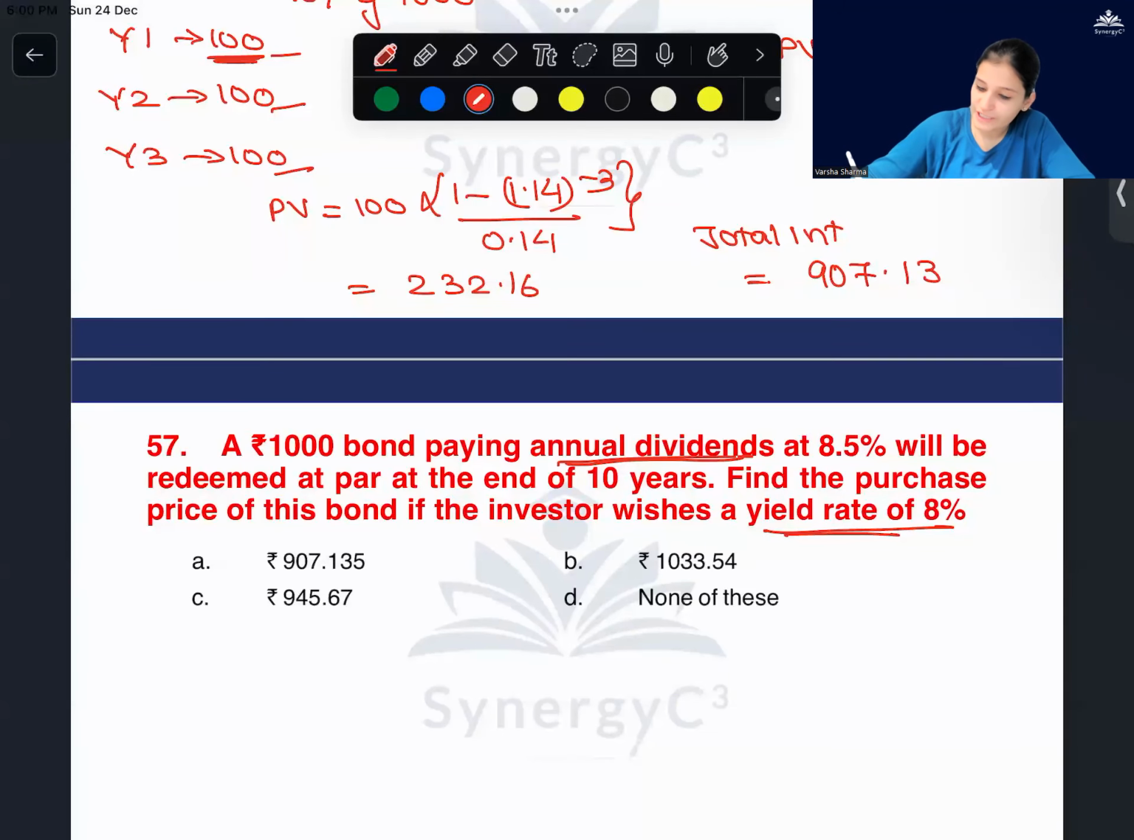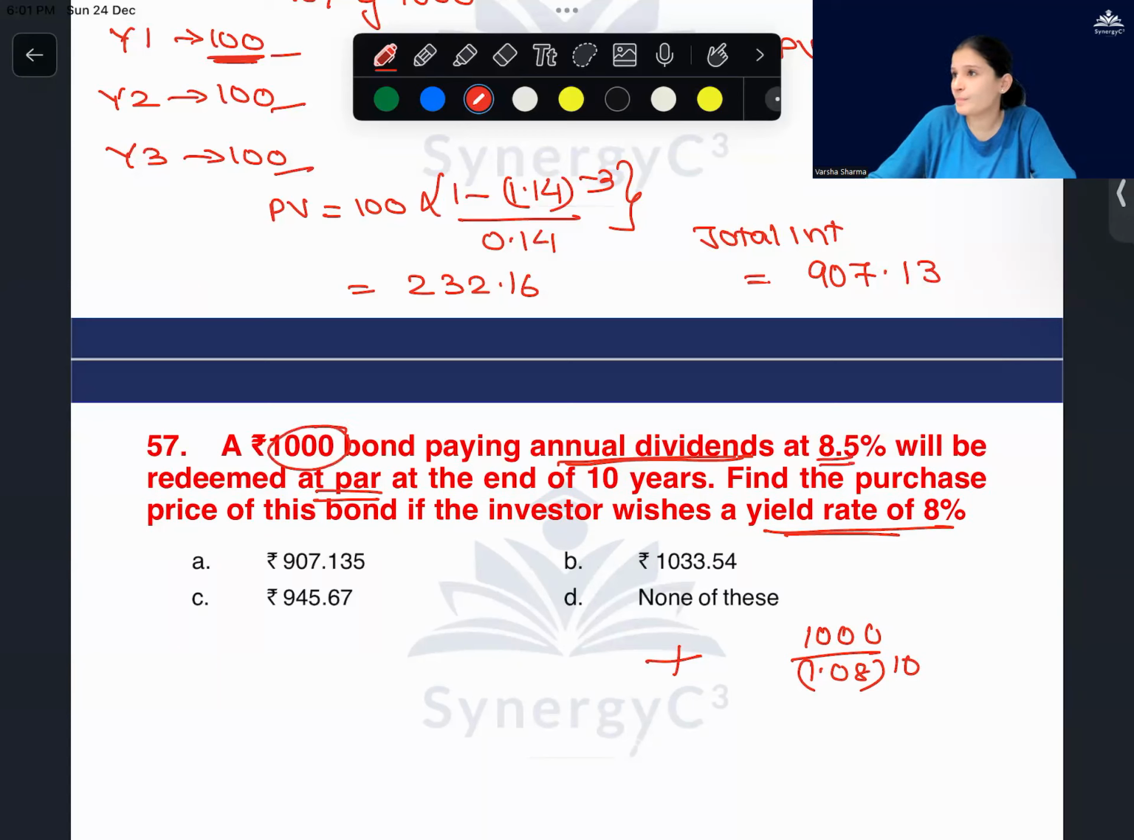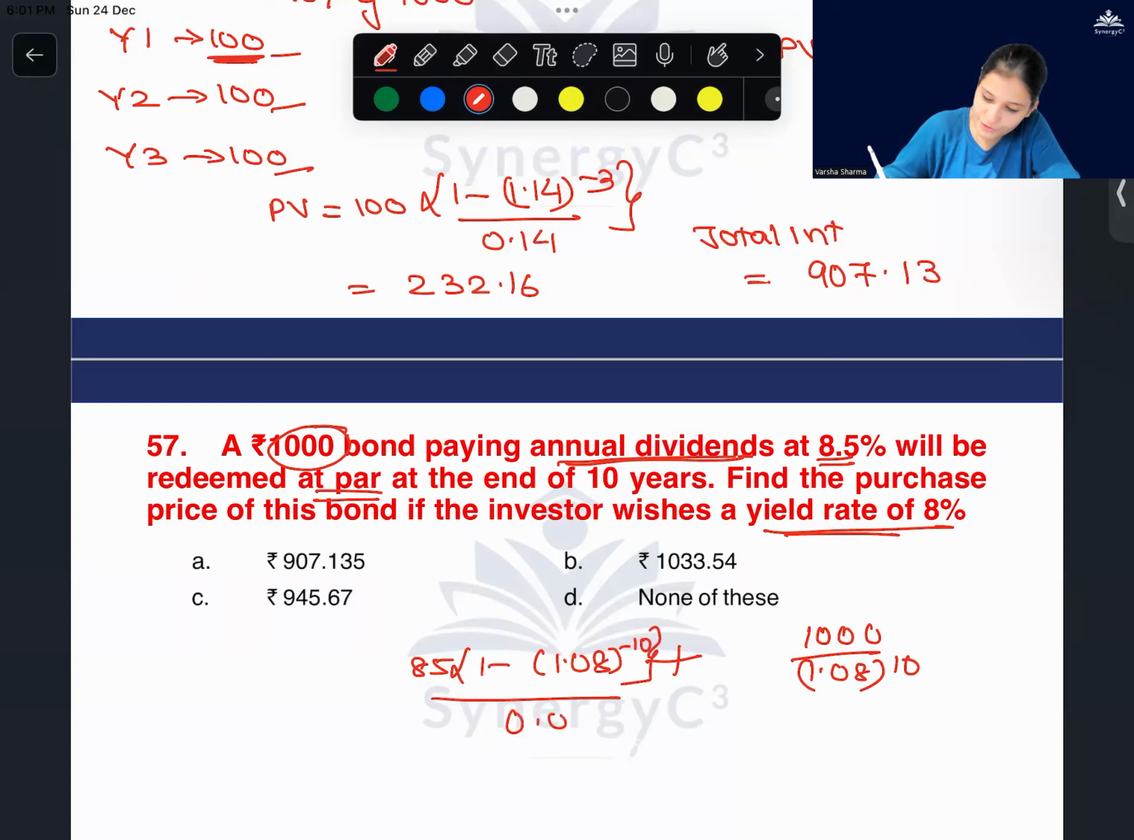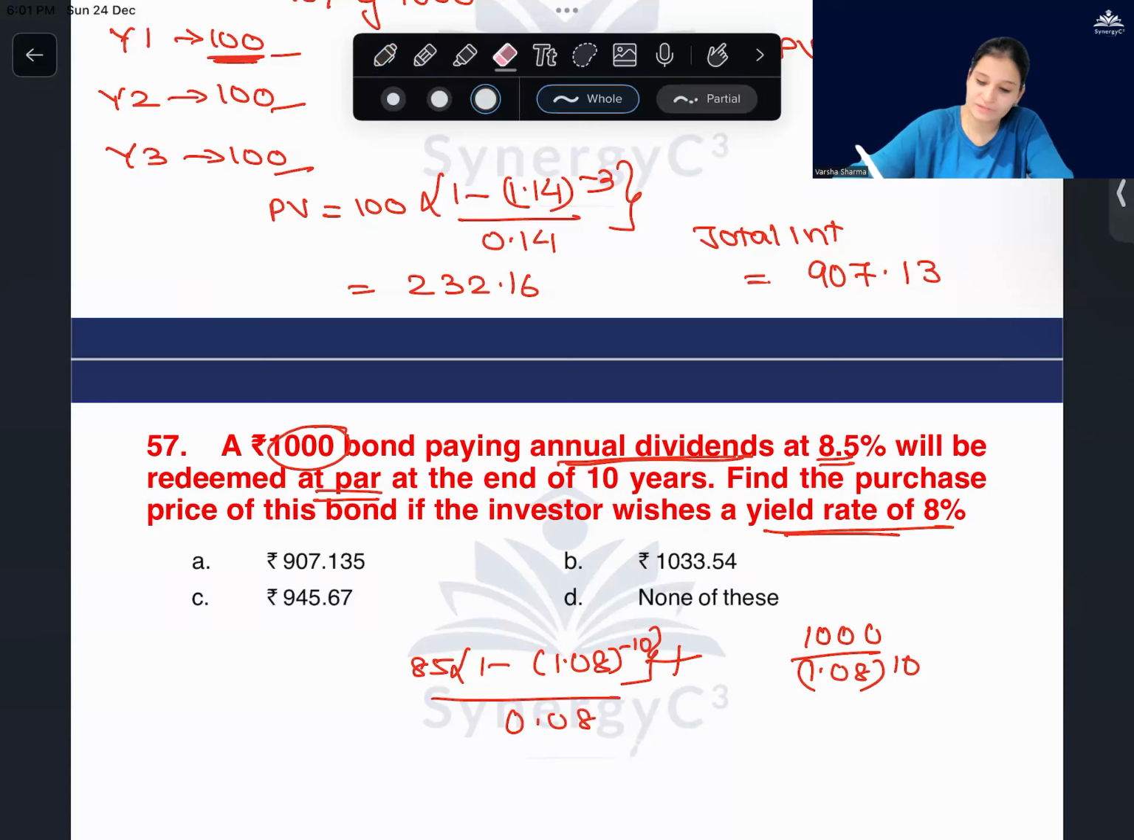First, at maturity, the maturity value is 1,000 itself because it is written at par. The yield rate is 8%, so 1.08 for a period of 10 years. Then add it up to the annual dividend. How much? 8.5% of 1,000, which is 85 rupees. 85 times (1 minus 1.08 to the power minus 10) upon 0.08. So first is the annual interest dividend and the second is the maturity one. Add both of them up.